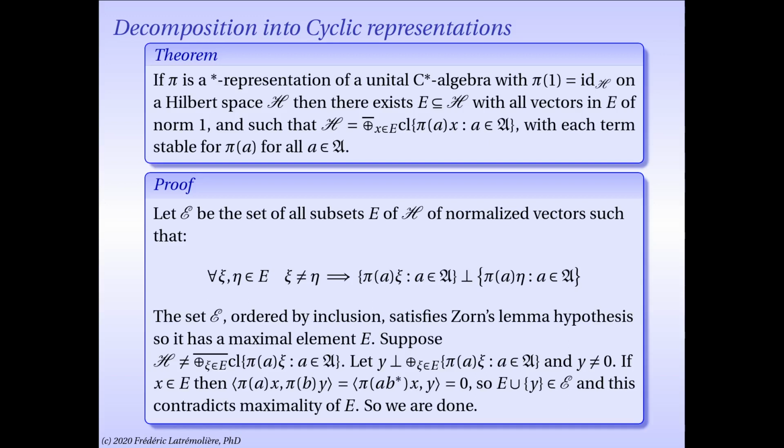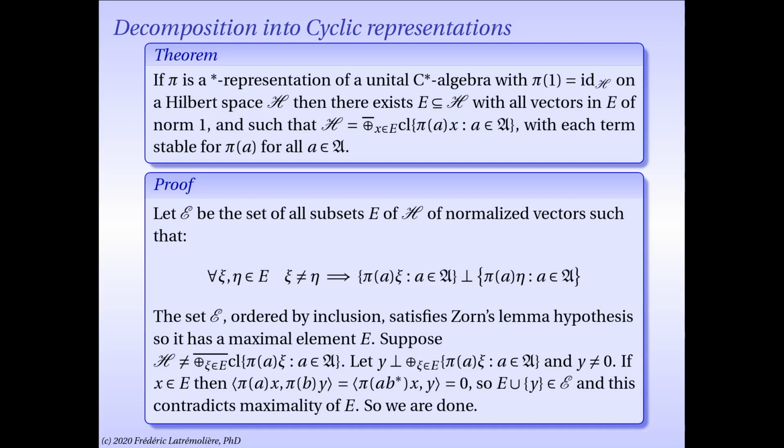But what do I know about Y? Well, Y is orthogonal to, in particular, π(AB*)X by construction. So that inner product is 0. So what this is saying is that if you look at the space of all the vectors of the form π(B)Y for B ranging over the entire C-star algebra, this whole space is orthogonal to the space π(A)X, where A ranges over your whole C-star algebra.